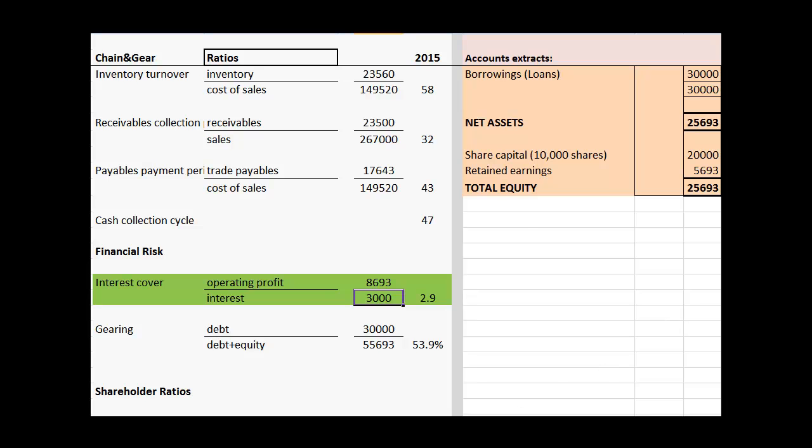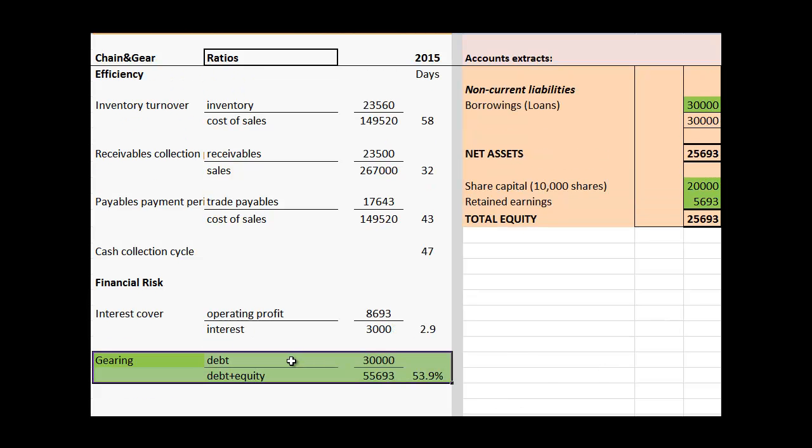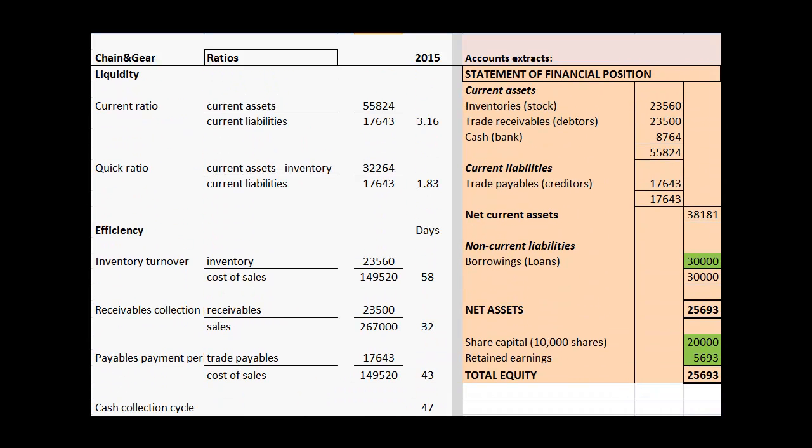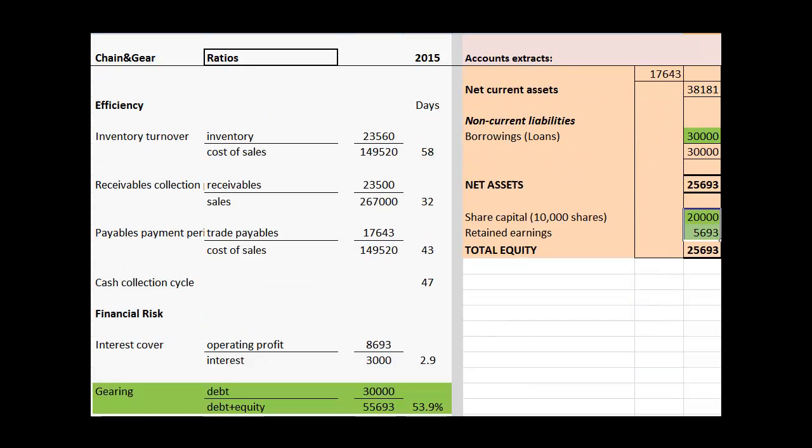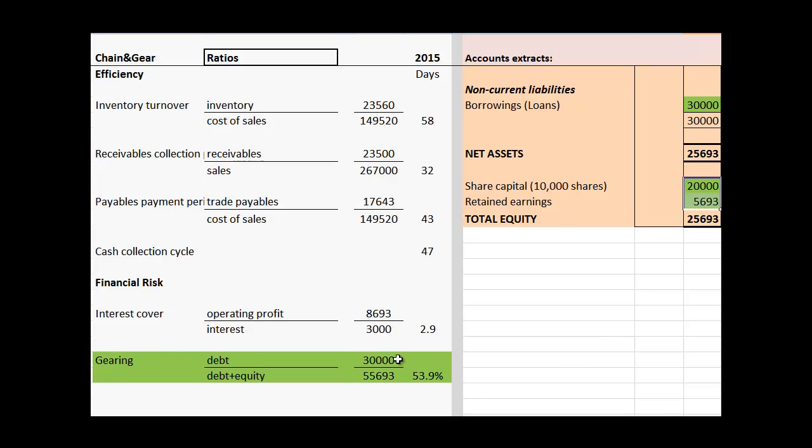Next, we're going to look at gearing, and this is effectively our debt compared to our equity in the business, and we can pick up our debt figure and equally the equity figure from the statement of financial position. So if we look across to the statement of financial position, there's our debt or borrowings of £30,000, and then we have our equity, which is 25,693. So to get our gearing ratio, we put our debt, divide this by the debt plus equity, and multiply that by 100 to give us 53.9%.